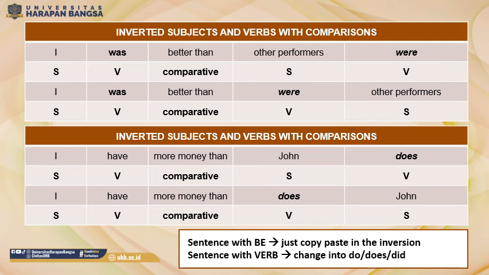But if you have sentence with verb, ketika comparative sentence-nya menggunakan verb atau kata kerja, so you have to change the second clause using do, does, or did. Pada bentuk inversinya kita ganti menjadi do, does, atau did. Depends on the context and the subject.